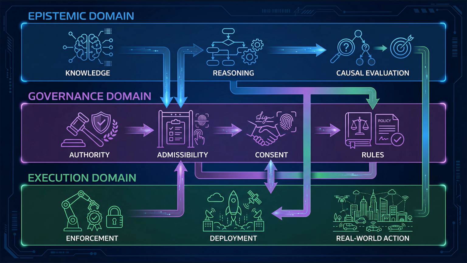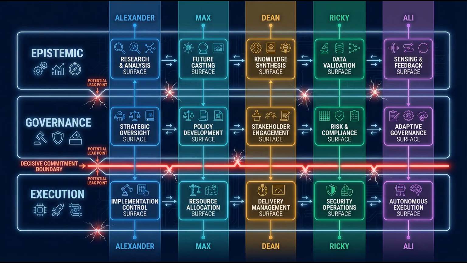But there is a vulnerability embedded in this structure. Epistemic substrate can leak into governance decisions. Governance authority can leak into execution enforcement. And execution actions can leak back into epistemic assumptions. These leaks are the mechanisms through which locally valid decisions become globally unsafe. The architecture must account for these vulnerabilities.